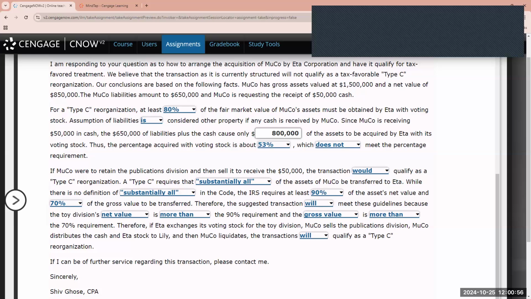All right. So I know that there's a lot going on in this problem, but the key thing again, under the Type C reorganization, is that they require that substantially all of the assets are transferred, and at least 90% of the assets' net value and 70% of the gross value is going to be transferred. So the way that they originally intended to handle it didn't line up. So therefore, if they decide again to retain the publication division and sell it, in such case, there's a possibility that they can meet the requirements for Type C.